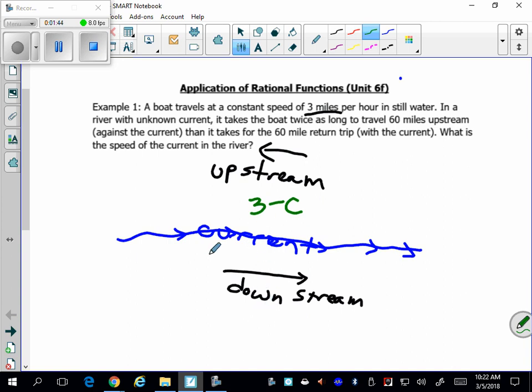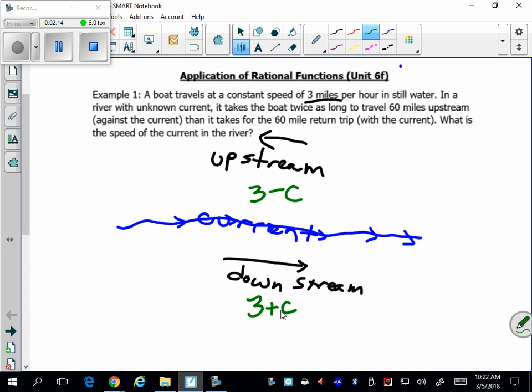Downstream, as the boat's going down the stream, the current's actually working with it. You could think of this like some of you have swam in rivers before. If you're swimming against the current, obviously you don't swim very fast because the current's pushing against you. It works the same way for the boat. But if you're going downstream, the current is going to work with you, so it's adding the current speed. So keep that in mind when we're doing our problem here.